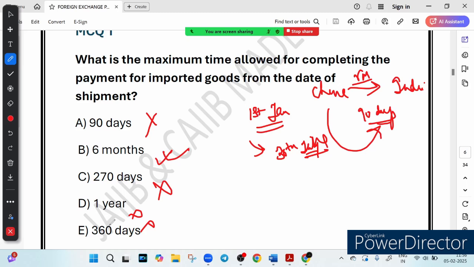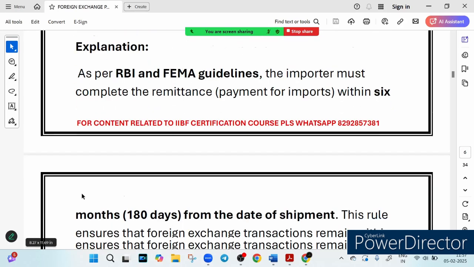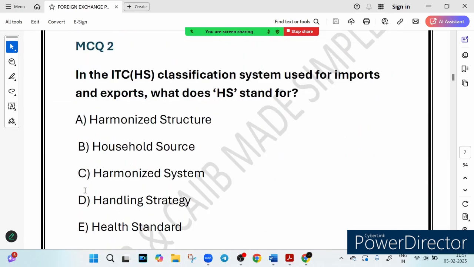So what we have learned is that RBI allows import payment to be completed within 6 months, right? That is what we have learned from this particular question. Quite easy to understand. Let's move to the next question. The next question is, in the ITC HS classification system used for import and export, what does HS stand for?